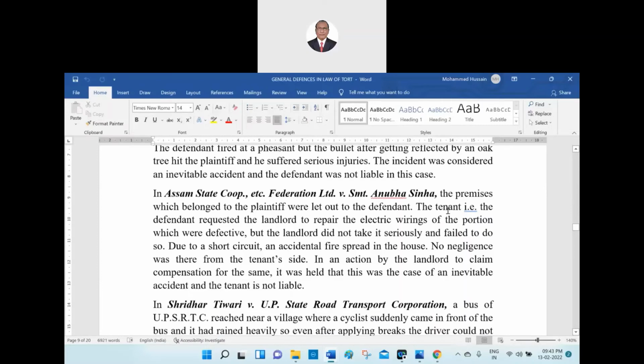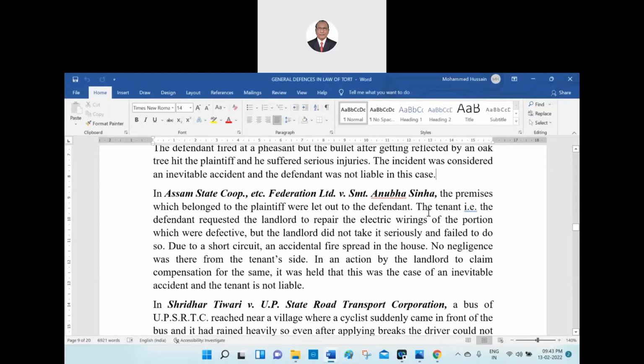Now let us see the Assam State Cooperation, not corporation, cooperation, etc. versus Federation Limited, Srimati Anubha Sinha. So that is the case law. Assam State Cooperation, etc. Federation Limited versus Srimati Anubha Sinha.